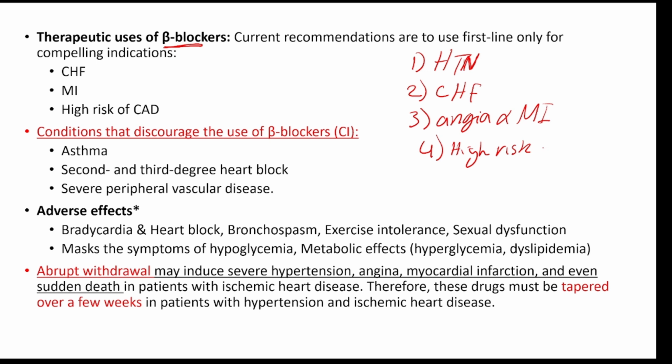And number 4, for patients with high risk of coronary artery disease. So this is maybe the clinical use of a beta blocker in general: hypertension, congestive heart failure, angina, high risk of coronary artery disease. We don't prefer to use beta blocker in the following groups: patients with asthma, patients with severe peripheral vascular disease, patients with second or third heart block.